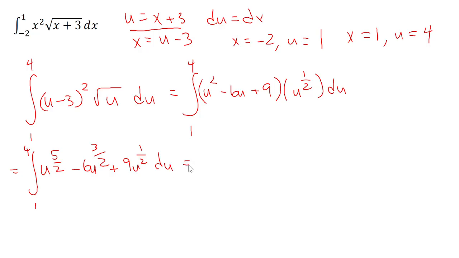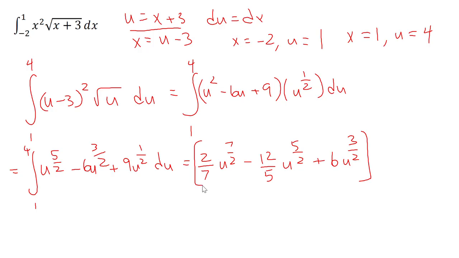But now we can integrate to get 2/7 u to the 7/2. And then this will become minus 12/5 u to the 5/2. And then plus, it becomes plus u to the 3/2 divided by 3/2, which is multiplying by 2/3. Well, 2/3 of 9 is 6. So that's plus 6 u to the 3/2. And all evaluated from 1 to 4.